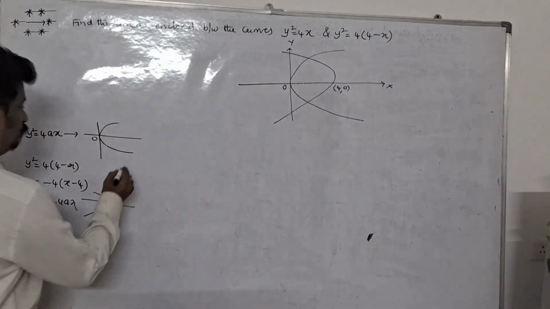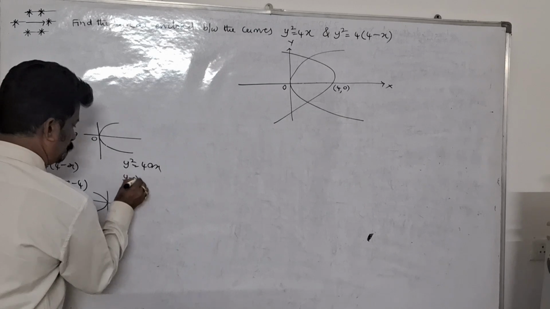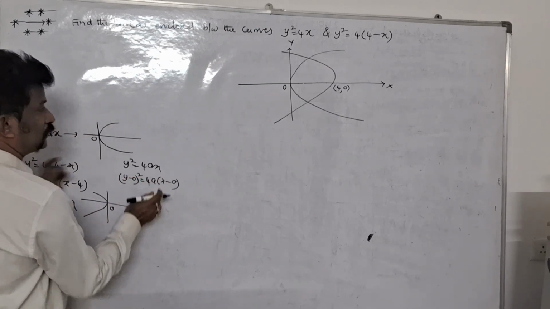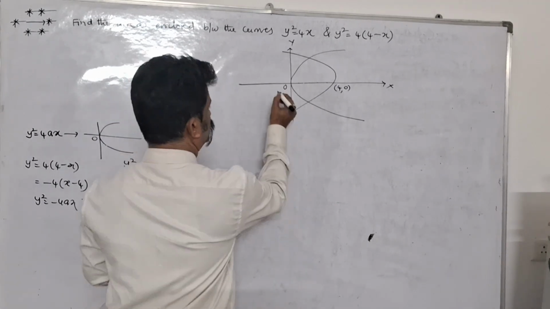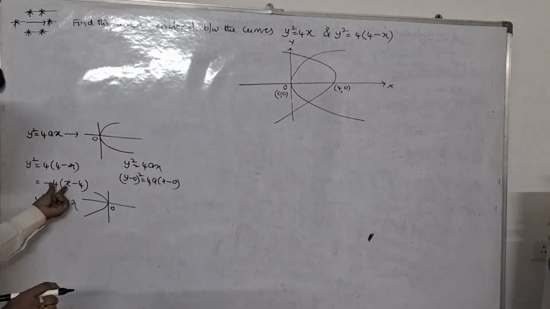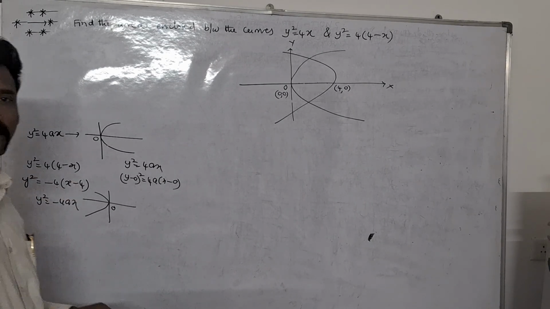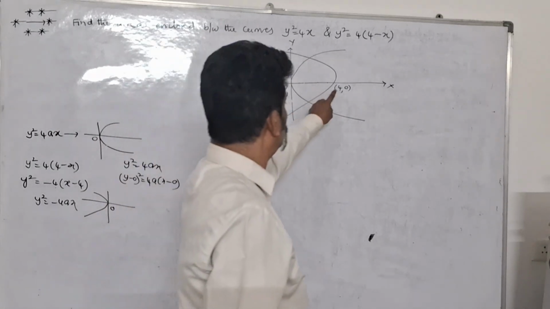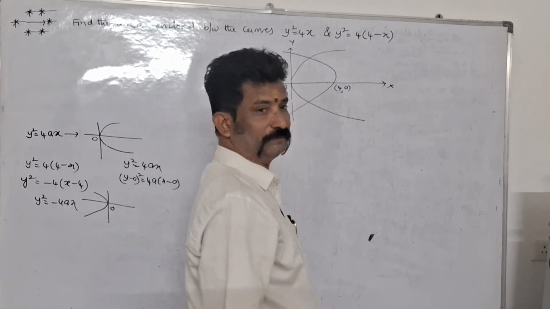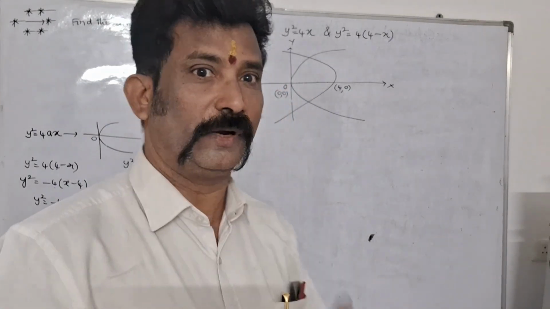Here y square is equal to 4ax, that means y minus 0 whole square is equal to 4a into x minus 0. It intersects at 0 comma 0, this is the standard. But this one, y square is equal to minus 4 into x minus 4, intersects the x axis at 4 comma 0. So the required area is this one. Diagram completed. But what are the limits?